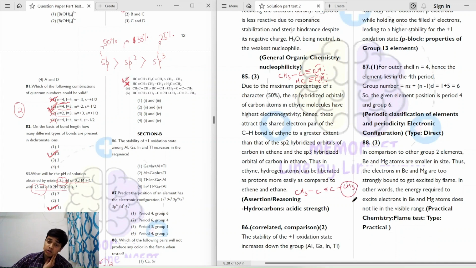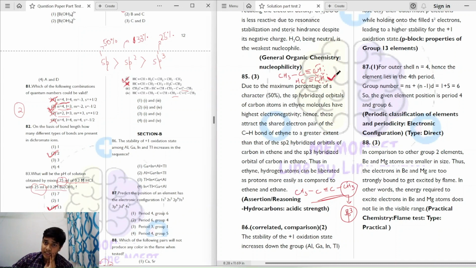So here the hydrogen atom is bonded to an sp3 carbon atom, right? This is an sp3 carbon atom, so this compound will have the least acidic character of all, right? So it should be at the last. It is in the last for both the options. If we compare these two, the acidic character will be more for this one.